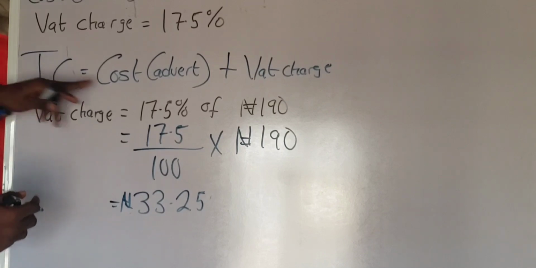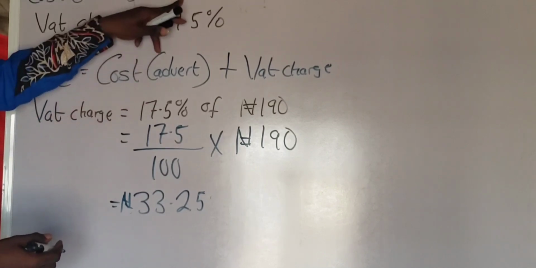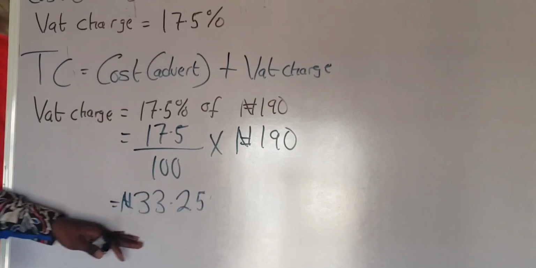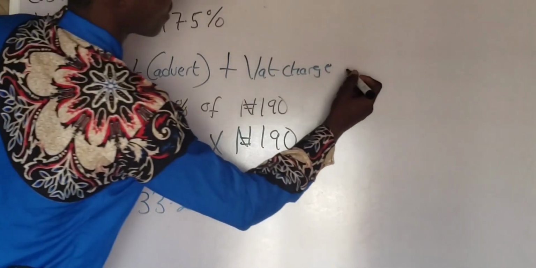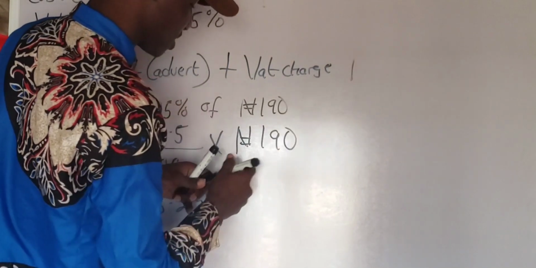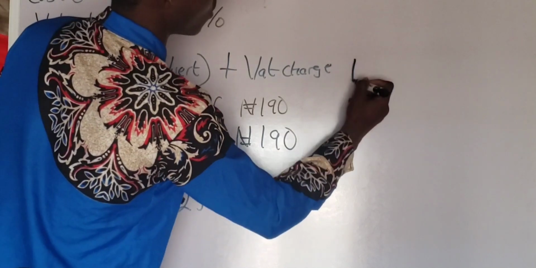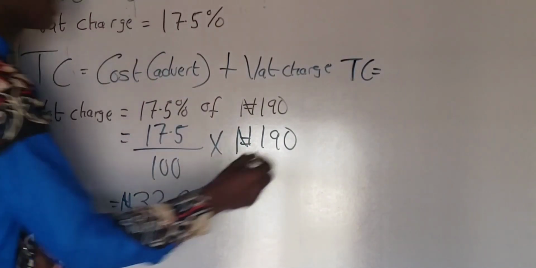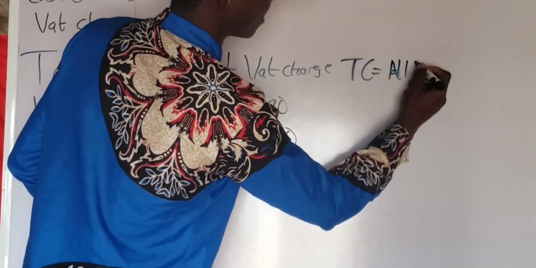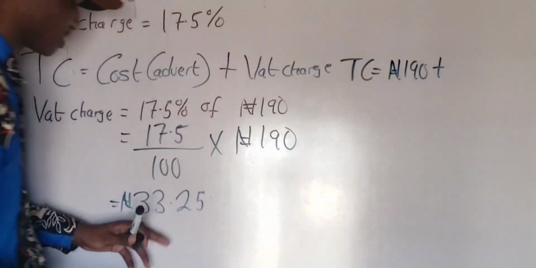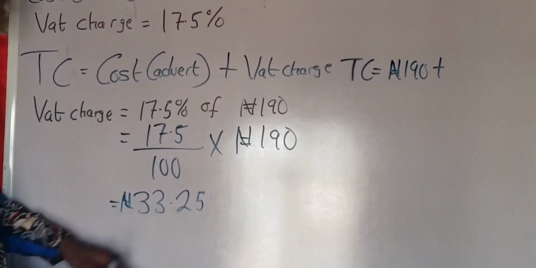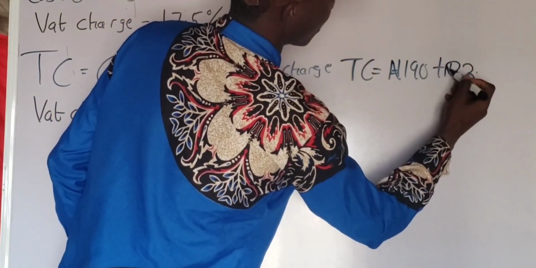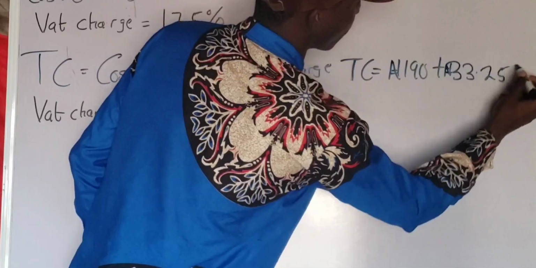The total cost is what? The cost of VAT, that is 190 naira plus the VAT charge. The VAT charge is 33.25 naira. So for this, I'm going to have TC, which is the total cost. TC is equals to 190 naira plus the VAT charge. The VAT charge is 33 naira 25 kobo.